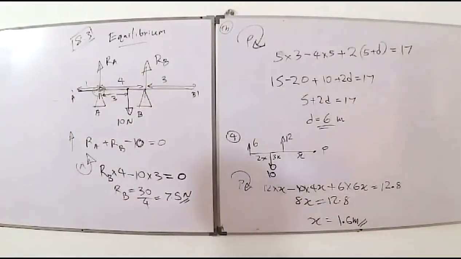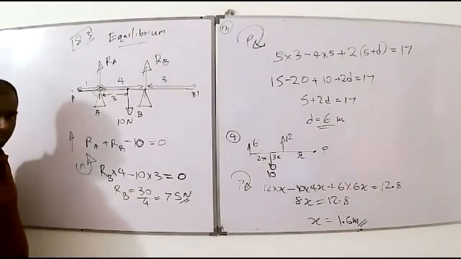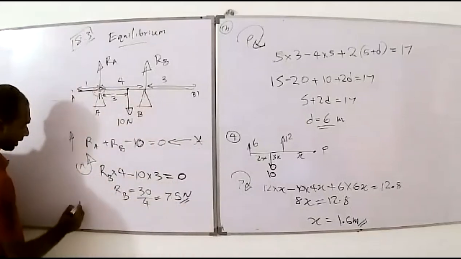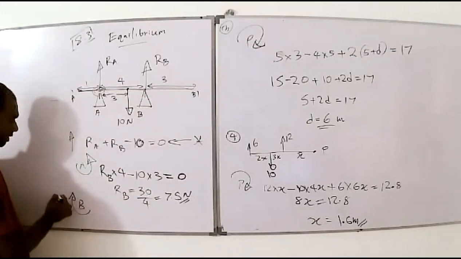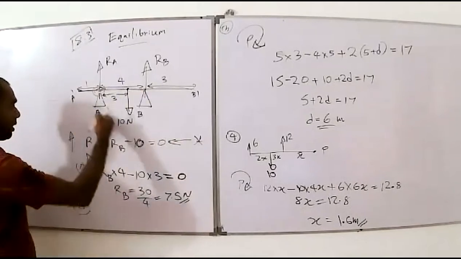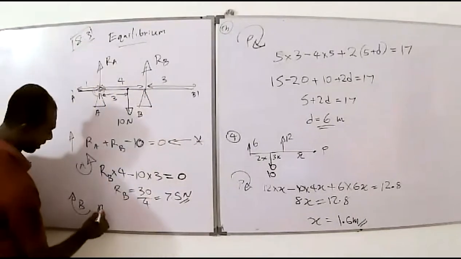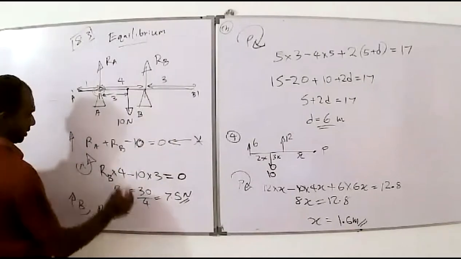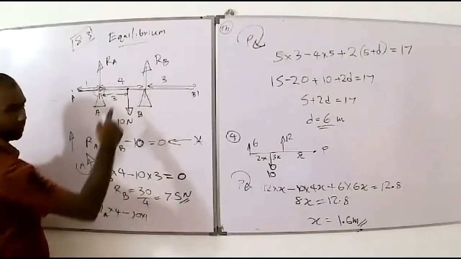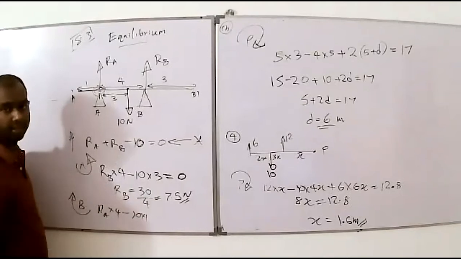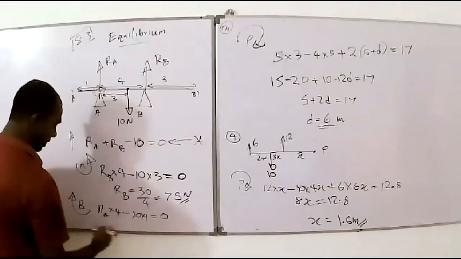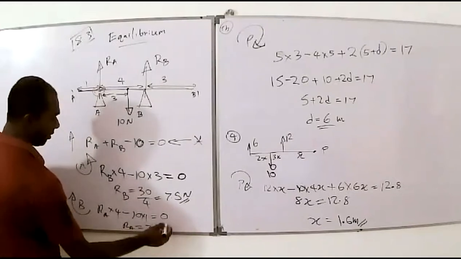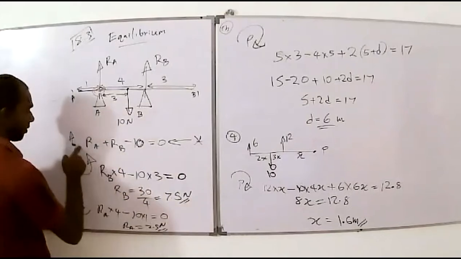If you want to find the support from A, you can do it in two ways. Either you can substitute in this equation, or you can take moments around B. I'm going to take clockwise moments around B. So what do I get? RA into again 4 minus this 10 into 1. The distance between B and the weight is 1. So it's going to be 0. So you can find that RA will be equal to 10 divided by 4, 2.5. It will be the same answer you get if you substitute here.